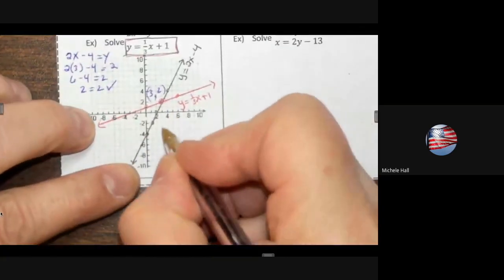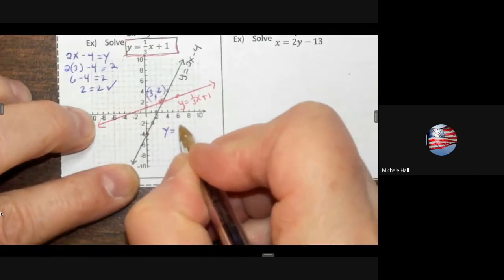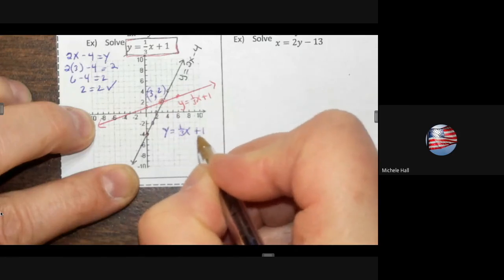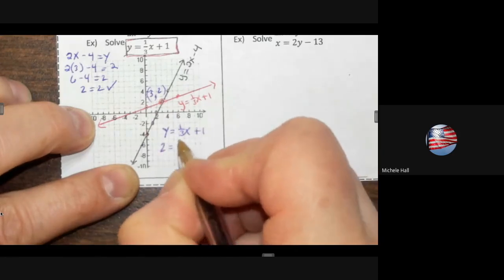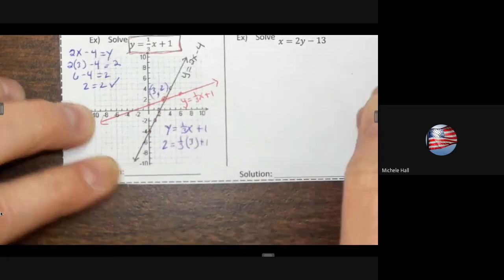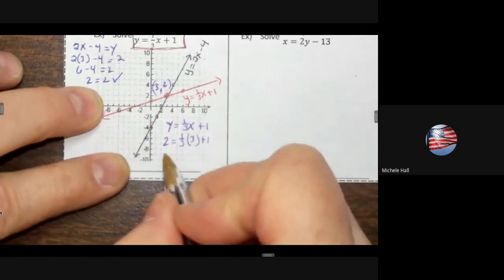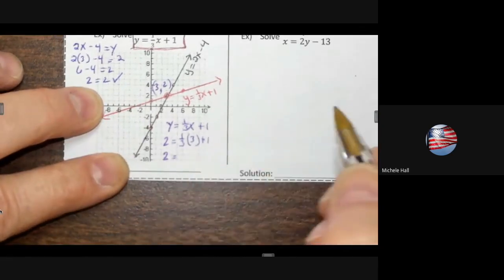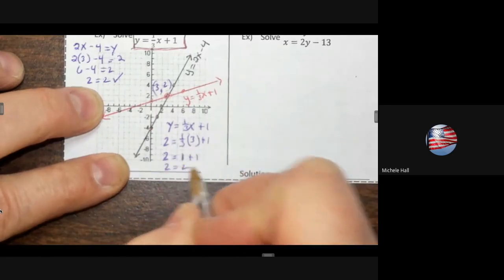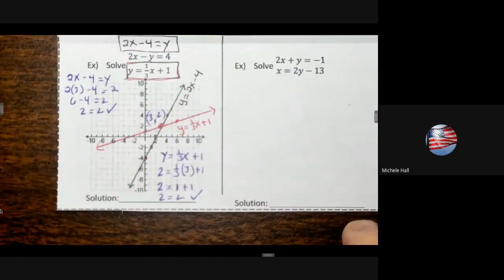We have y equals 1/3 x plus 1. Y is 2. 2 equals 1/3 times 3 plus 1. 1/3 times 3 equals 1, and plus 1, we get 2 equals 2. This solution works for both equations. Therefore, it is a solution for the system of equations.